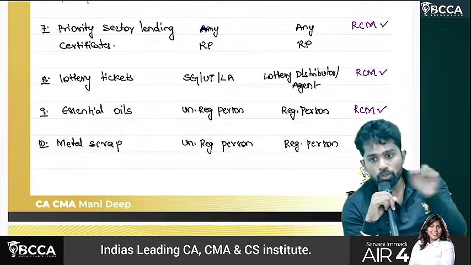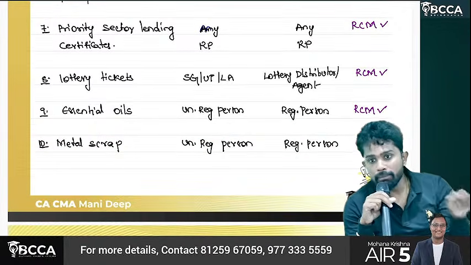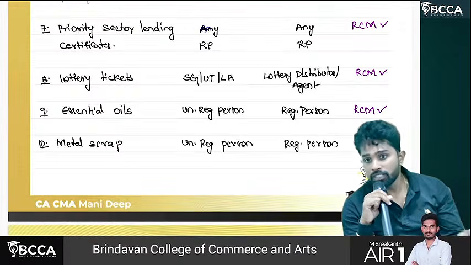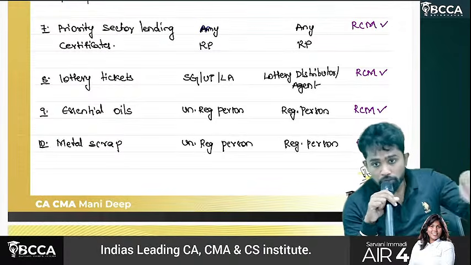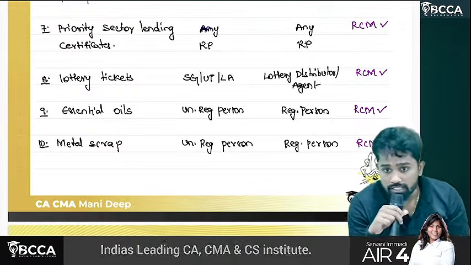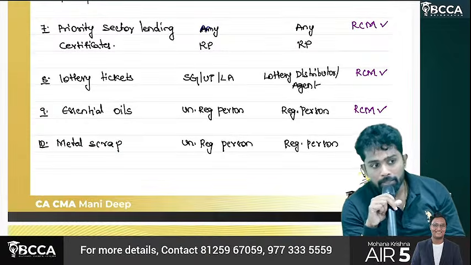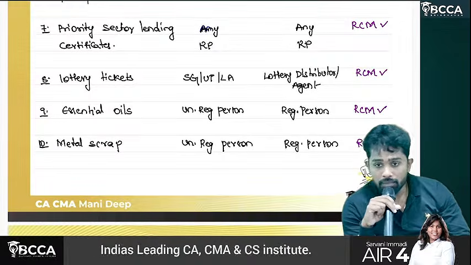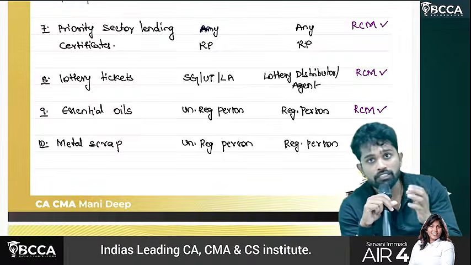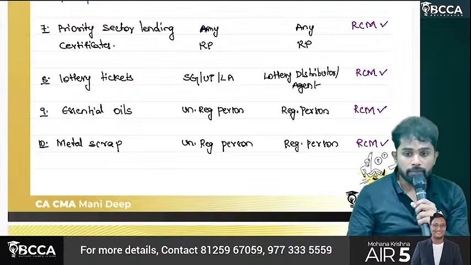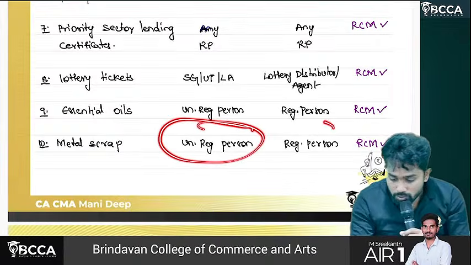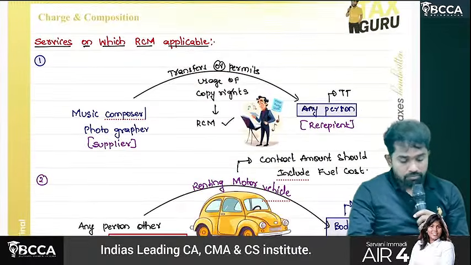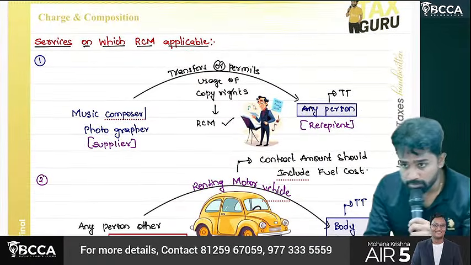Okay, so the code is like BTS couple. B means BD leaves, T means tobacco leaves, S means silk yarn, CO means cashew nuts and cotton, U means used, seized, confiscated goods and vehicles, P means priority sector lending certificates, L means lottery tickets, E means essential oils. And the last one is metal scrap, which is supplied by an unregistered person to a registered person, covered under RCM. Okay. Now services under section 9 subsection 3.